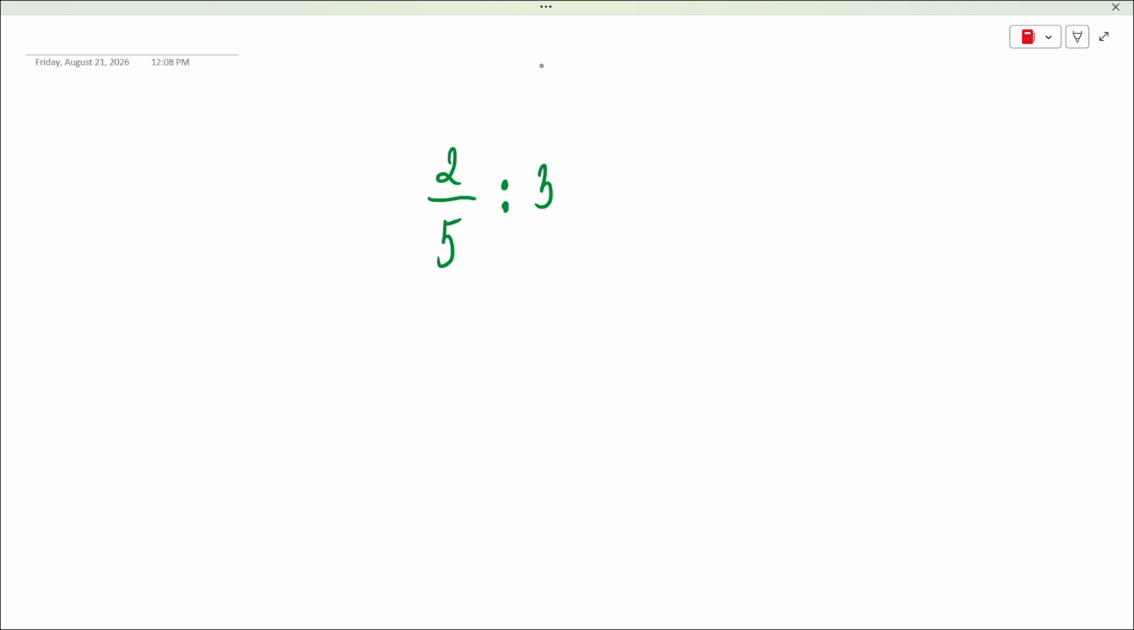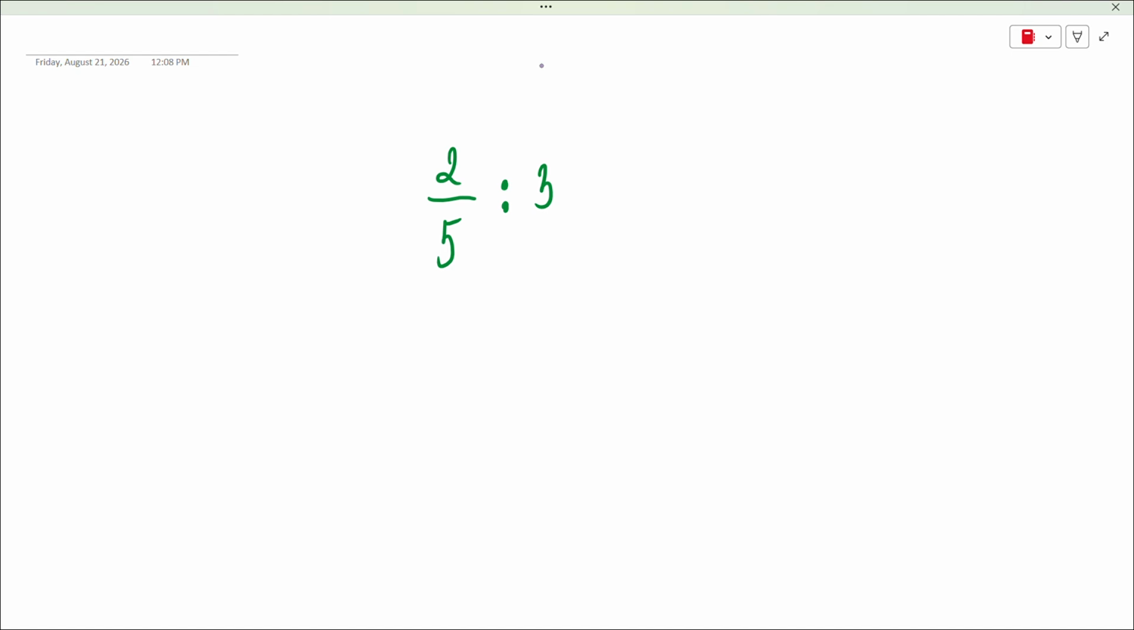Hello everyone. In this episode, we will solve a problem about dividing a fraction by a whole number. We are asked: 2 over 5 is divided by 3. What is the result? As usual, you can pause the video and try to do it on your own. I assume you gave it a go, so let's do it together.